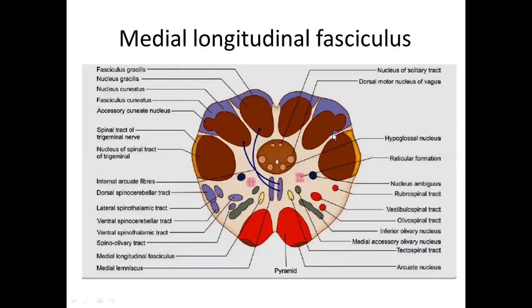Now, the second thing which you will see is the appearance of the medial longitudinal fasciculus. So this is the medial lemniscus. Then you will see the medial longitudinal fasciculus. This yellow one is the medial longitudinal fasciculus.